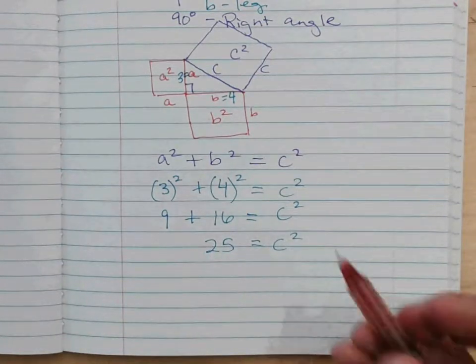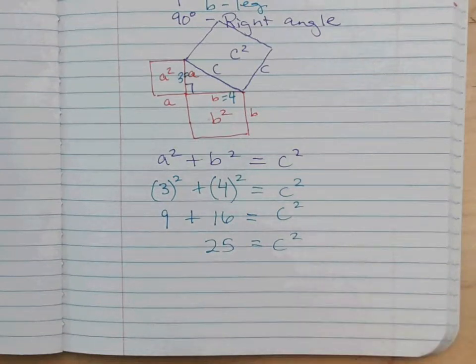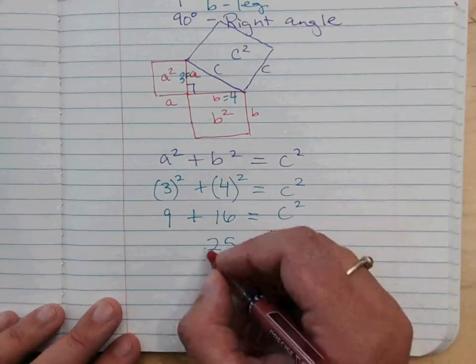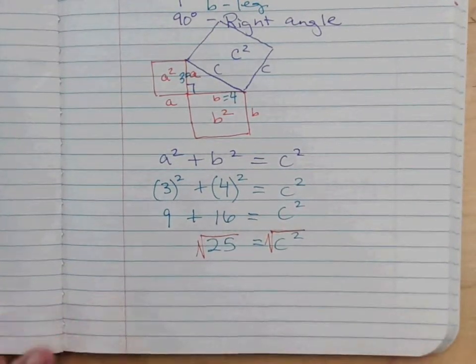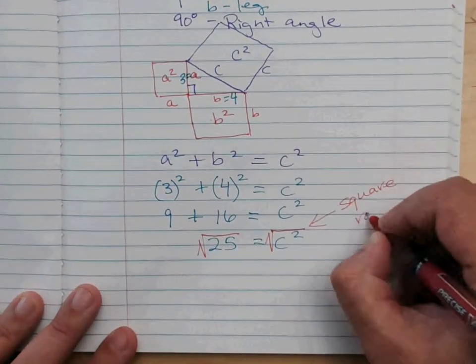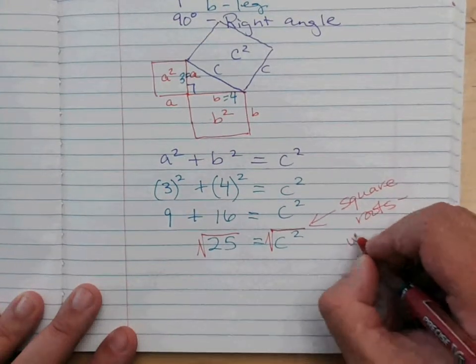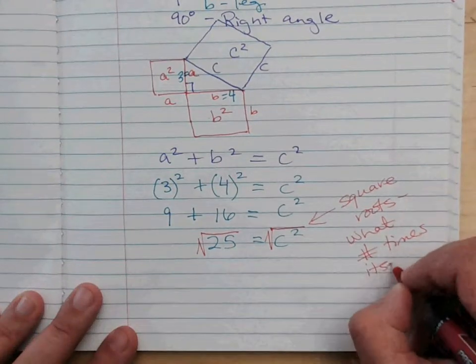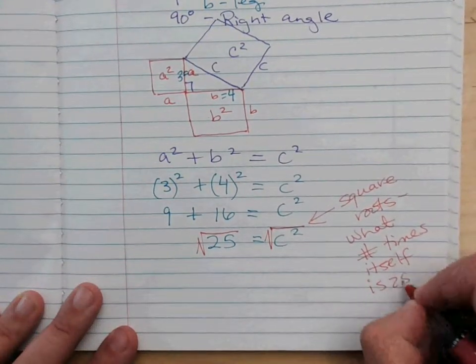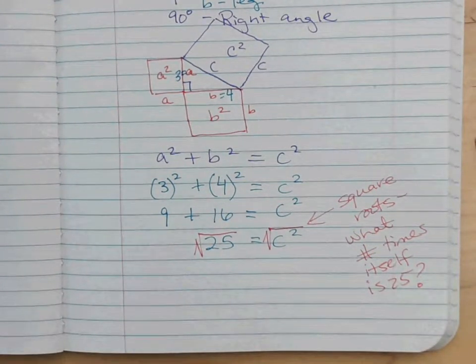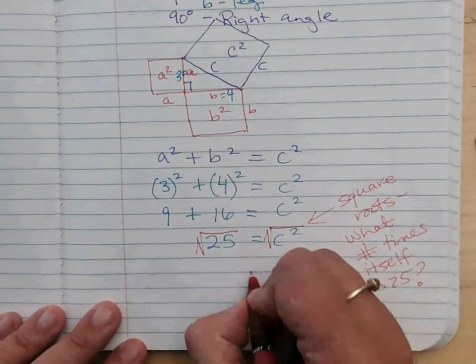But what's C? Well, in order to get rid of a square, to undo a square, we do what's called the square root. So if we take the square root of C squared and the square root of 25, the square root asks the question, what number times itself is 25? Can you think of a number times itself that gives you 25? 5. So that means C is equal to 5.